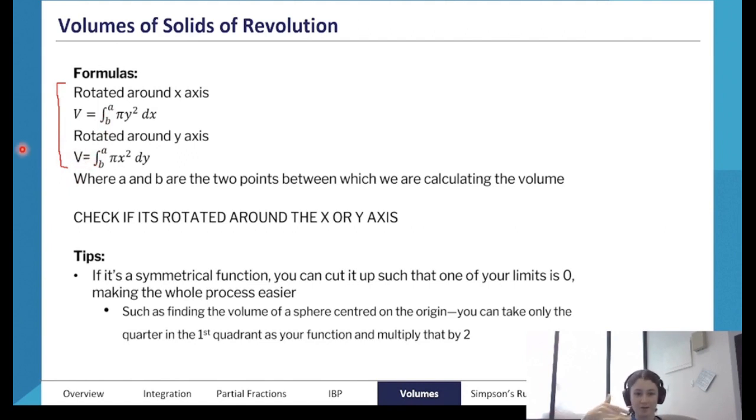So, check what axis it's rotated around. The question will tell you which axis it's rotated around, and then make sure that you're using the right formula and make sure that your limits are right.